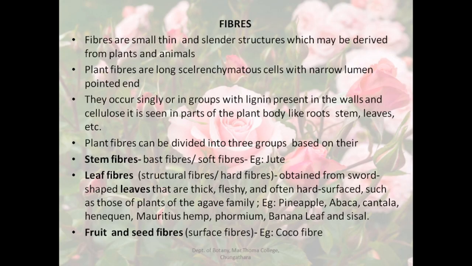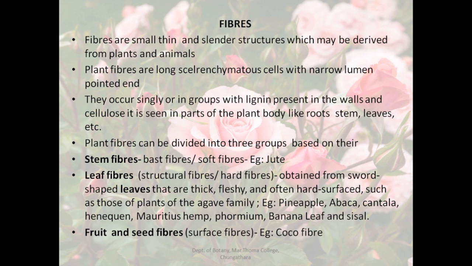We shall begin with fiber yielding plants. Fibers are small, thin and slender structures which are derived from plants and animals. Plant fibers are long sclerenchymatous cells with narrow lumen and pointed end. So these are long and thin structures.